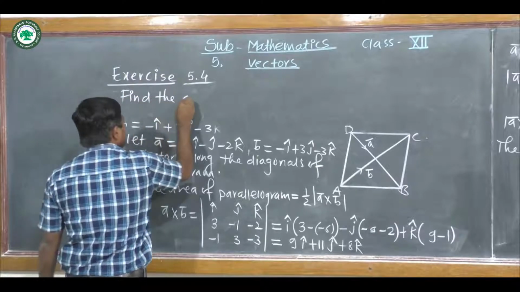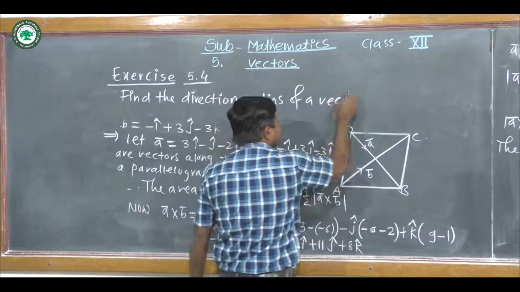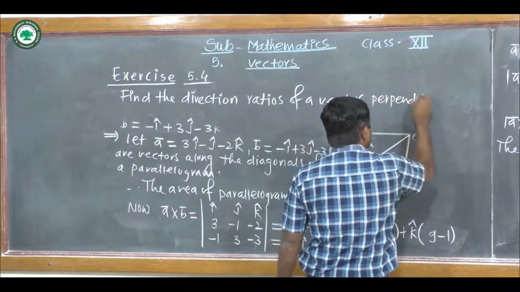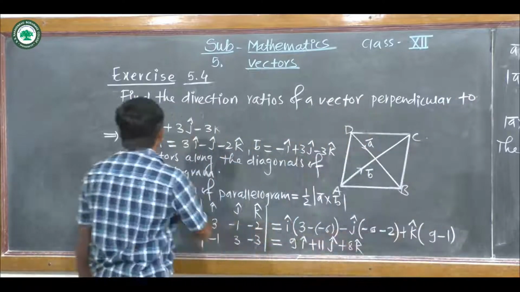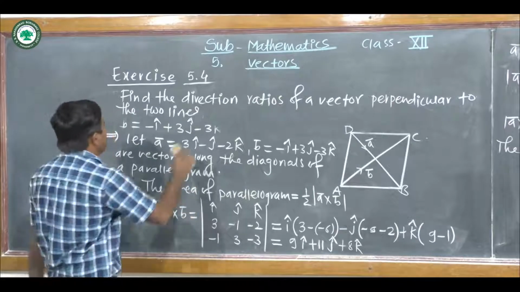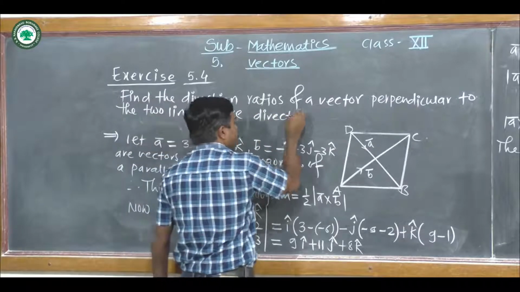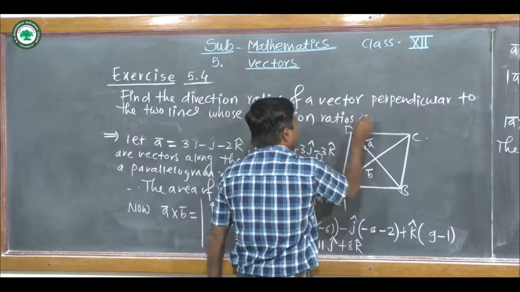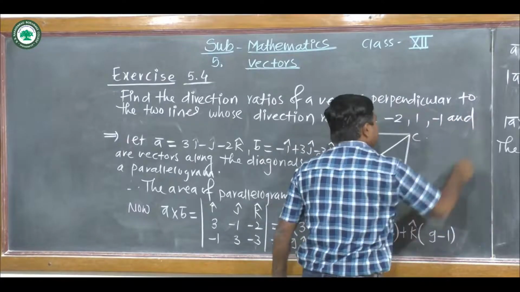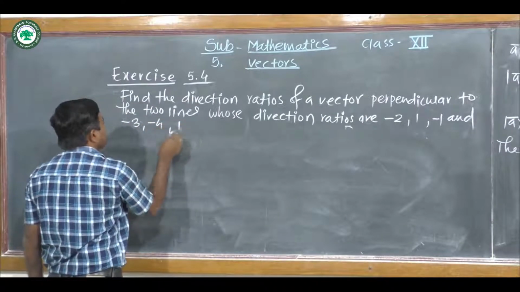Find the direction ratios of a vector perpendicular to the two lines whose direction ratios are -2, 1, -1 and -3, -4, 1.